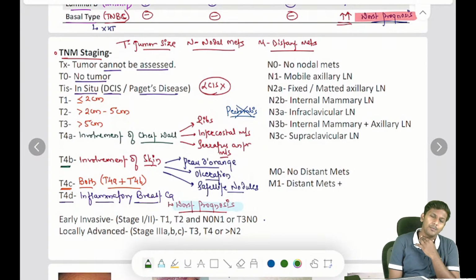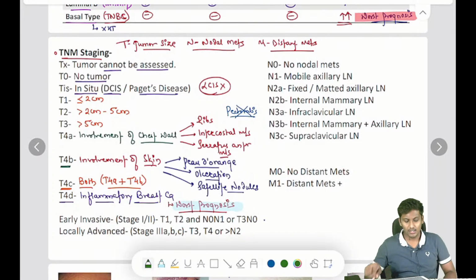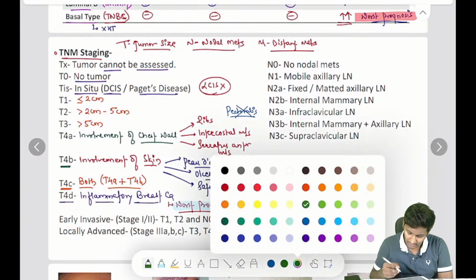Worst prognosis. Important: for the one who gets confused about chest wall and skin, just remember the easy thing. Chest wall, C comes first, S comes later. So T4A has to be chest wall, T4B will be skin. Okay, so that is the easiest trick. No need to remember useless mnemonics.